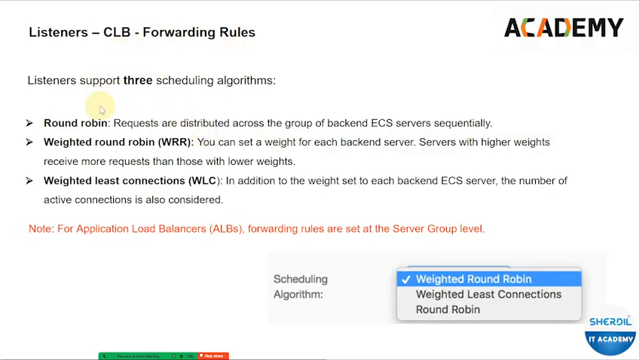If we talk about the forwarding rules, we have the round robin option. Requests are distributed across the group of backend ECS instance servers. With weighted round robin, you can set up a weight for each backend server. Servers with higher weights receive more requests than those with lower weights. The third one is weighted least connections, called WLC. This allows you to send traffic to those servers which have less load. So these 3 options are available.